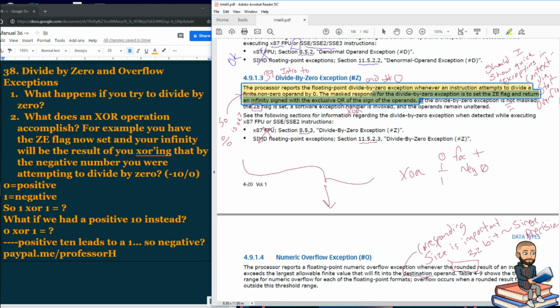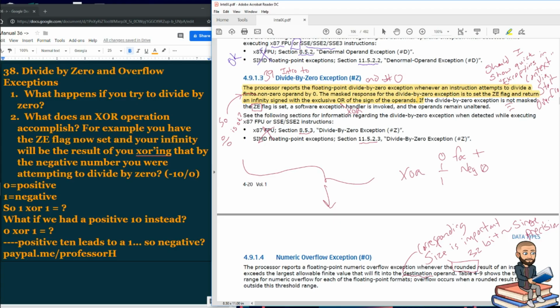The masked response for the divide by zero exception is to set the ZE flag and return an infinity sign with the exclusive OR of the sign of the operands. Whoa, then I wonder if it matters if the 0 is a positive or negative 0.